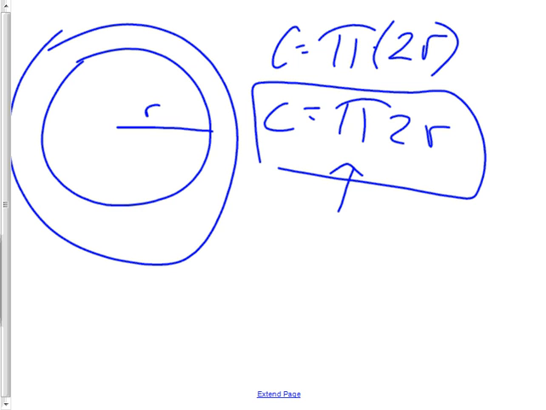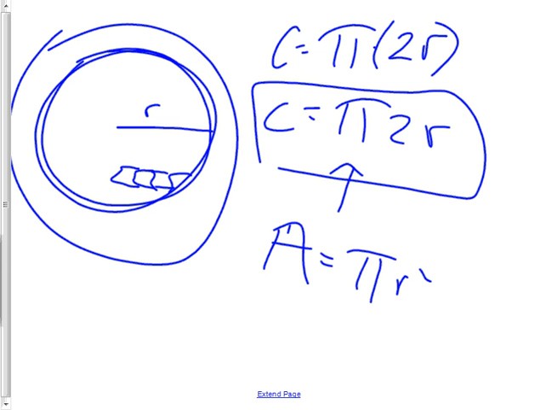Circumference tells me how far around it is. The whole pi r squared thing, that's area. That's how many little squares it would take to make this thing. Little squares like this. How many little squares to make that circle? As opposed to circumference, which is how far around it is.